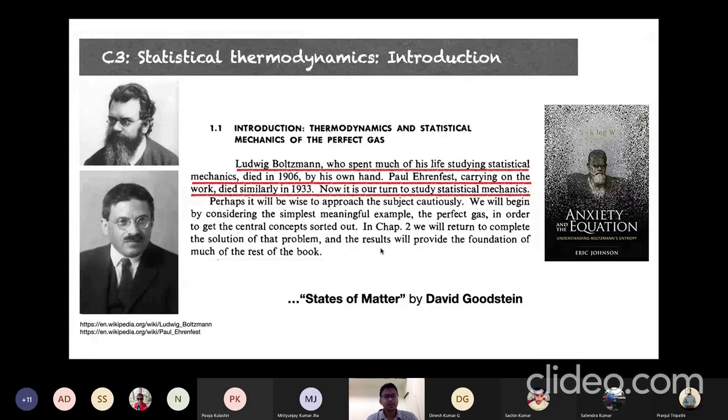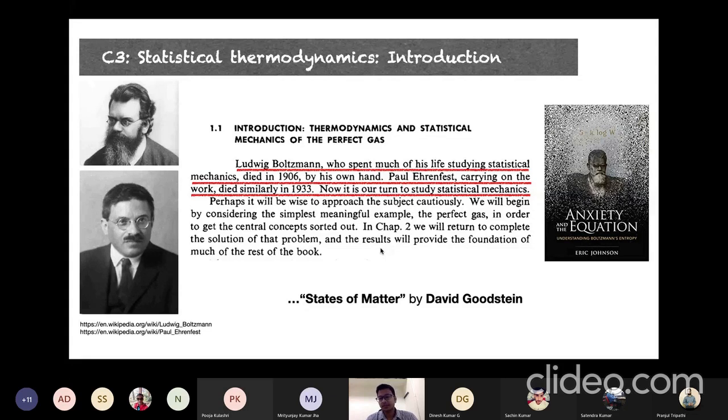I mean, he is the postdoc of Ludwig Boltzmann, or the student of Ludwig Boltzmann. He also died. He shot himself in 1933. And now it's our turn to study statistical mechanics. Okay, so be careful. Anyway, jokes apart, those days were very different. It was full of scientific evolution, and many things happened simultaneously. So there was a lot of anxiety and depression and competition and rivalries. Many things happened in that era.